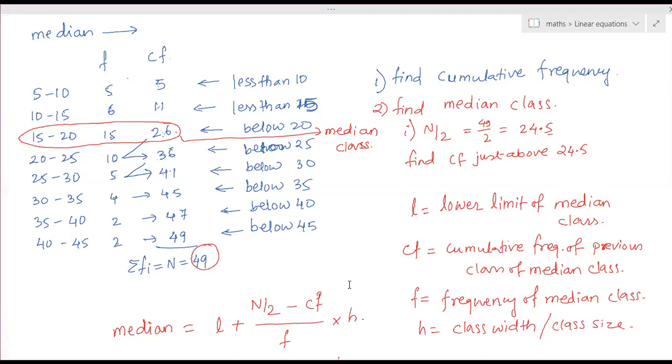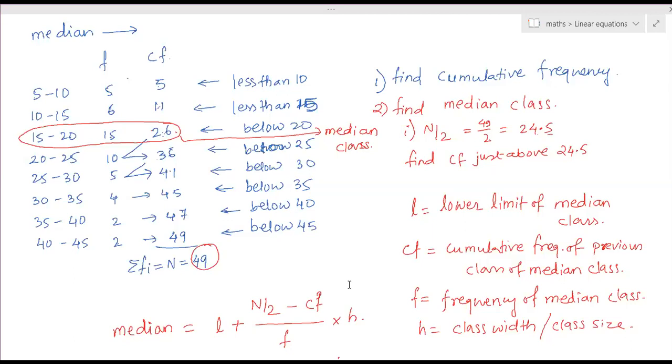Ma'am, when we do median and mean together, with the assumed mean method and everything, I always get confused. Is there any way not to get confused? I mess it up.